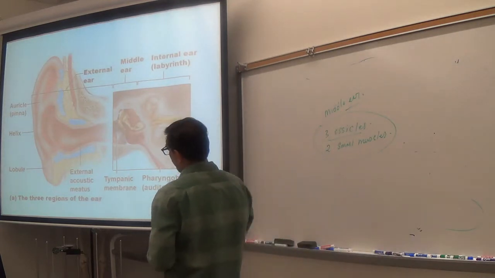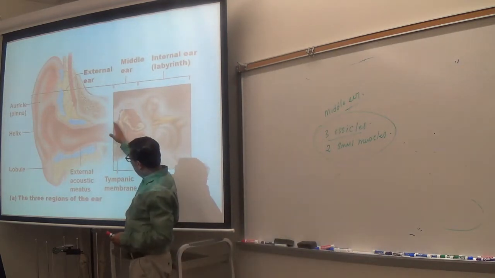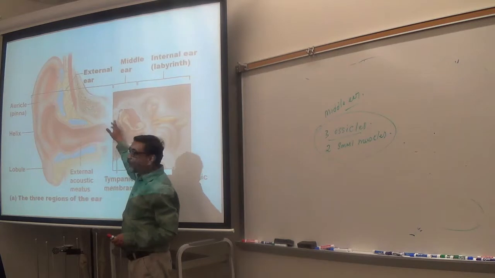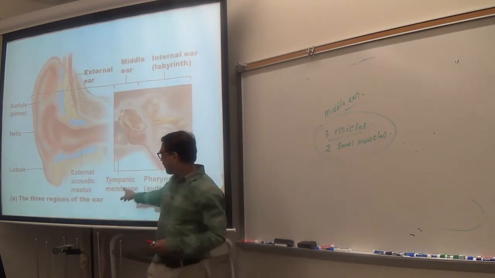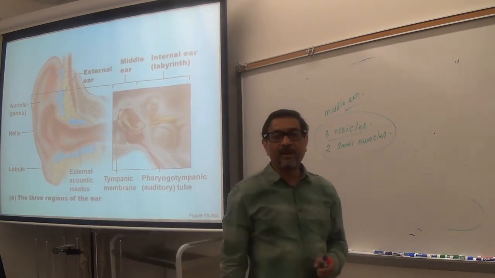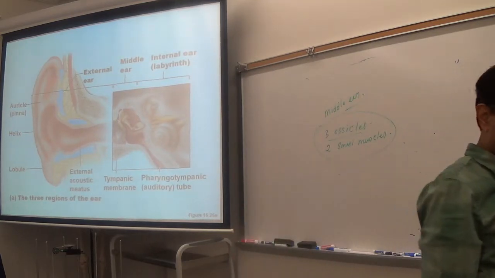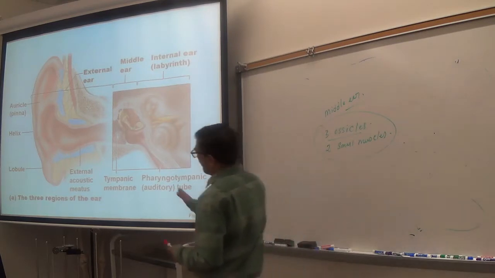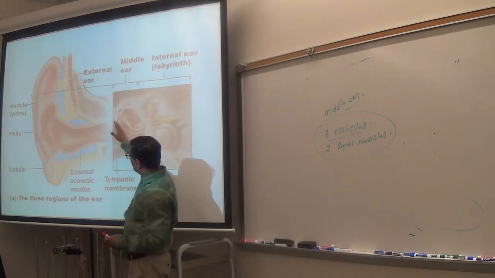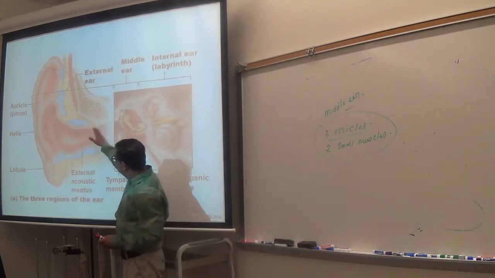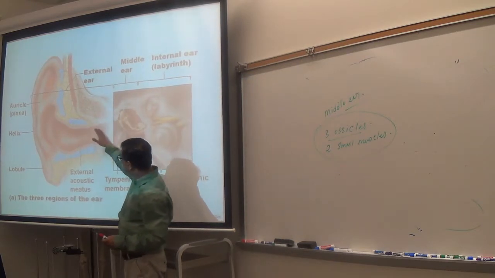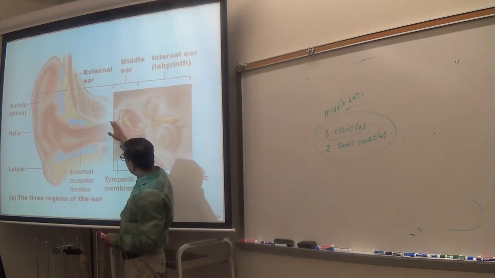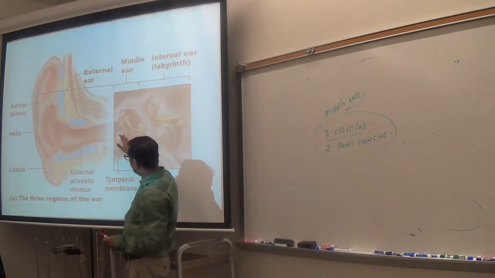Now you see here, this structure is called the eardrum or tympanic membrane. Tympanic membrane or eardrum. That separates the external and middle ear. So it is basically a partition between external and middle ear. Tympanic membrane or eardrum.